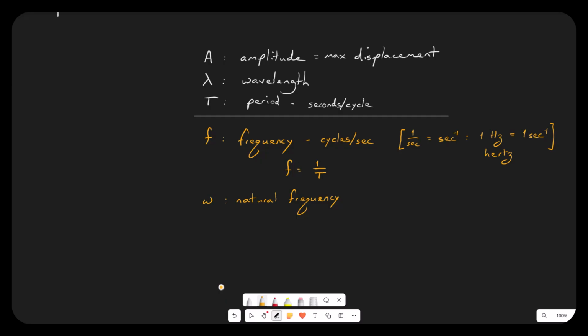Math people really like to use radians. They are repetitive every 2 pi radians. The natural frequency is trying to hit that. Instead of saying cycles per second, it wants radians per second. And if 1 cycle equals 2 pi radians, then our natural frequency is going to be 2 pi times f, which is in radians per second.